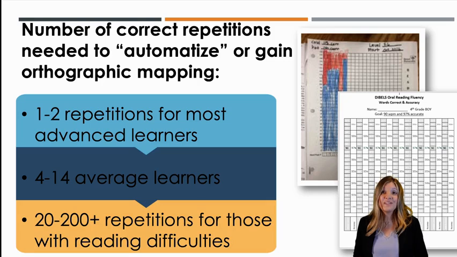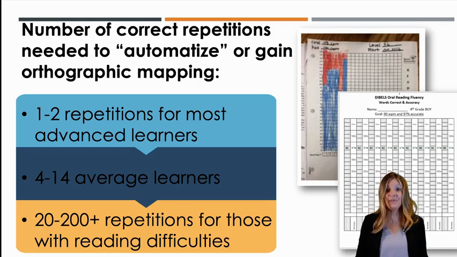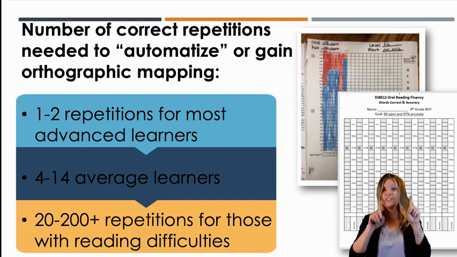The number of correct repetitions needs to be automatized, or gain orthographic mapping. We talked about orthographic mapping when we talked about phonics. This is when you know something automatically. You don't have to stop to figure it out. Like 1 + 1 is 2. I don't actually have to do the math anymore. It just pops in my mind.